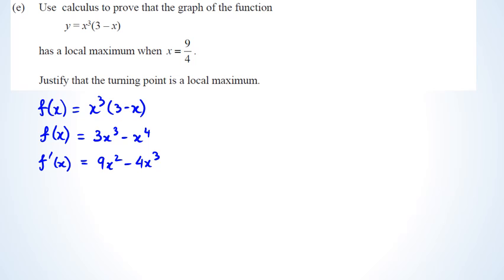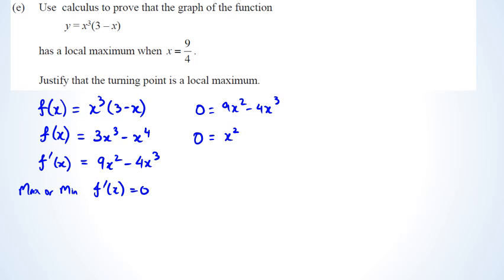Now remember that we're trying to prove that it has a local maximum. First off, if it's a maximum or a minimum, I'm just going to write here max or min, then we know that the gradient has to equal 0. So I'm going to put down 0 equals 9x squared minus 4x cubed. Now, really important, guys, that you don't take 4x cubed to the other side and cancel x out, because that usually means you'll miss out an answer. It's best to factorize this.